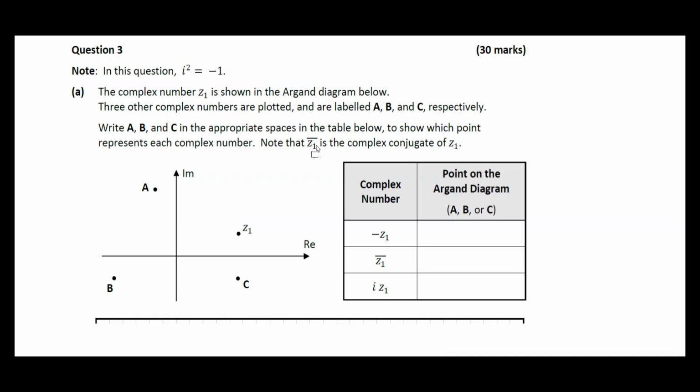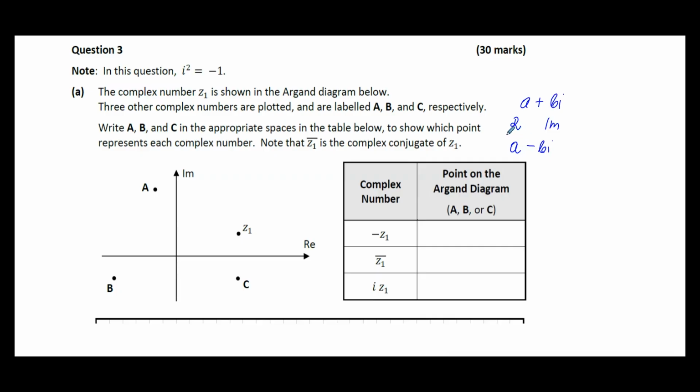Note that Z1 with that dash on top is the complex conjugate of Z1. Now, where do we start? Wherever we want, really. Okay, let's start with the conjugate. Now, what's the idea of the conjugate? If I have a complex number that has a real value and an imaginary value, the conjugate of it will be what? The real value remains the same, but the imaginary value changes sign to the opposite.